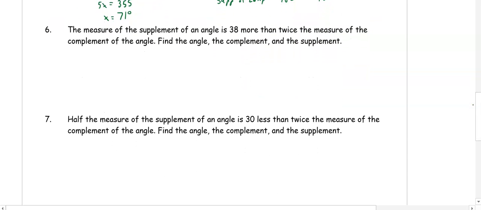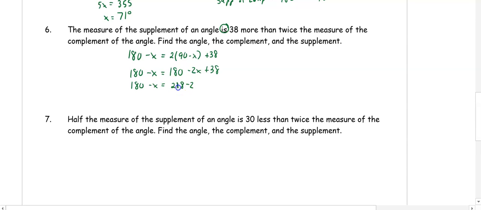In number 6, the measure of the supplement of an angle is 38 degrees more than twice the measure of the complement. So the supplement is 180 minus x, equals 38 more than twice the measure of the complement. The complement is 90 minus x. Twice of that would be 2 times 90 minus x, and then 38 more, so plus 38. So we get 180 minus x is equal to 180 minus 2x plus 38. When we combine like terms, 180 minus x is equal to 218 minus 2x.